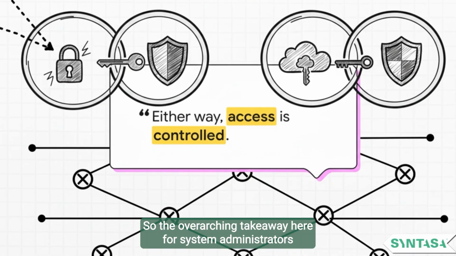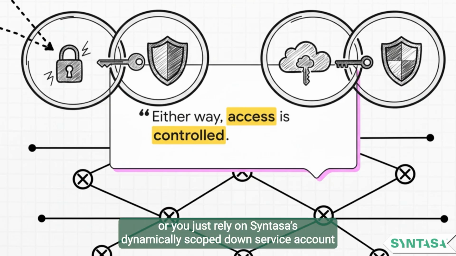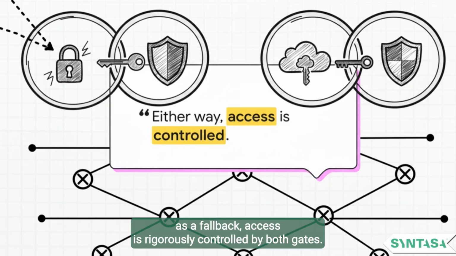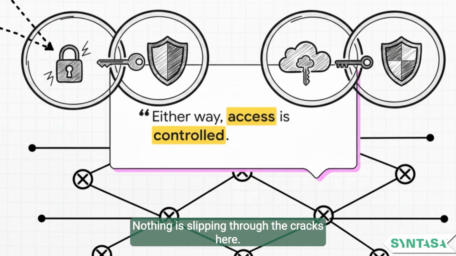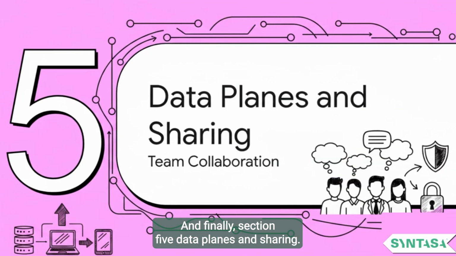So the overarching takeaway here for system administrators is pretty straightforward. Whether you attach your own credentials for precise AWS control, or you just rely on Syntasa's dynamically scoped down service account as a fallback, access is rigorously controlled by both gates. Nothing is slipping through the cracks here. It's a true fail-safe design. And finally, section 5, data planes and sharing.